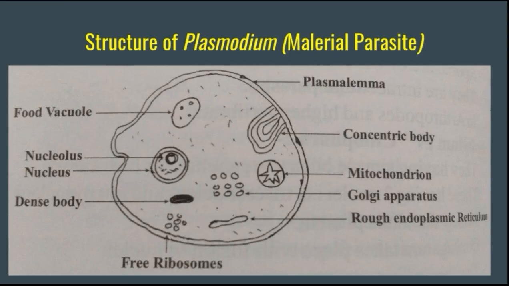It means intake of food takes place with the help of food vacuoles. As you have seen in that structure, there are no locomotory organs present. It means locomotion is absent. Respiration takes place anaerobically, and this organism reproduces by asexual reproduction as well as sexual reproduction methods.